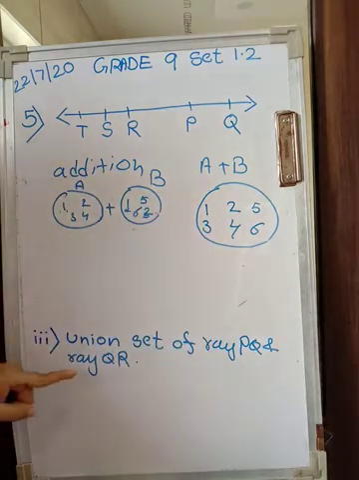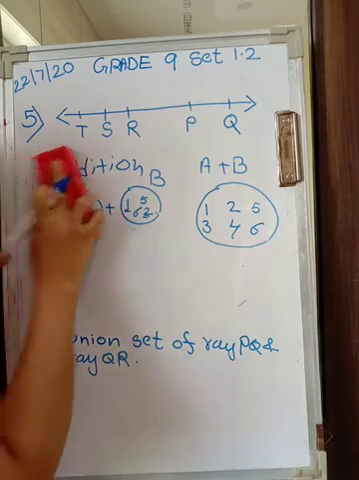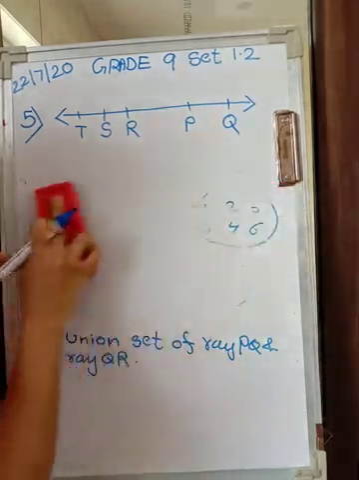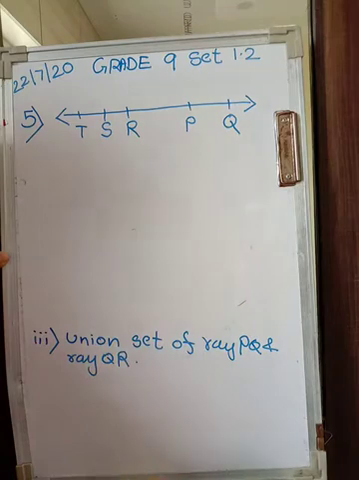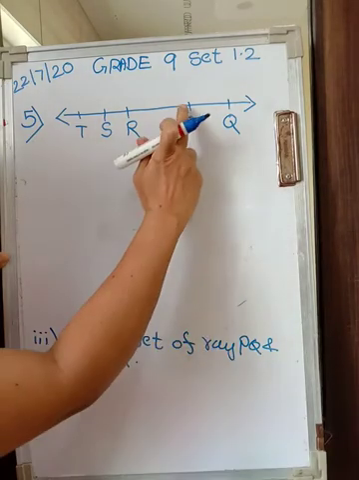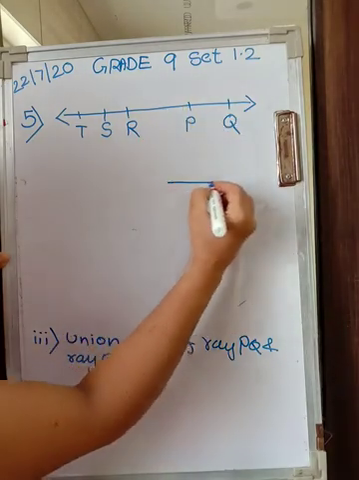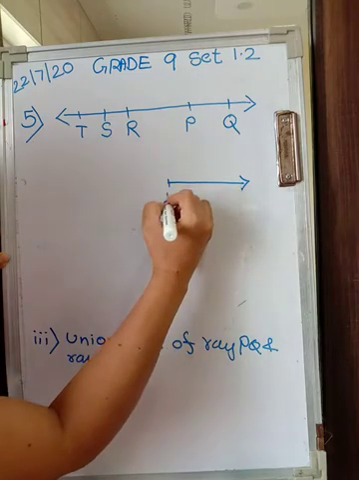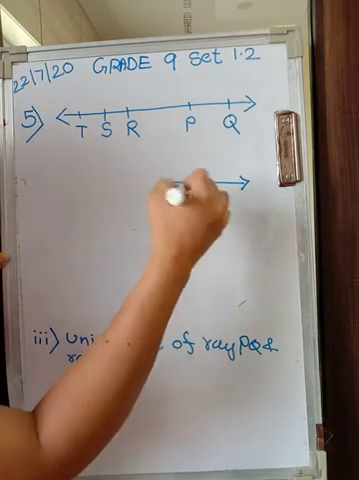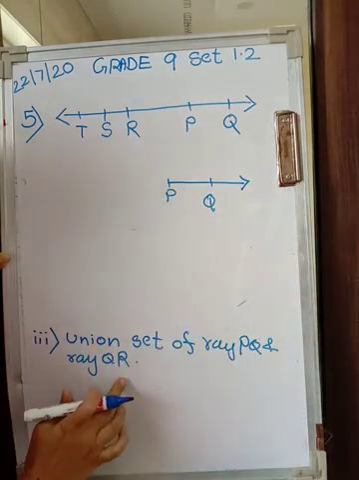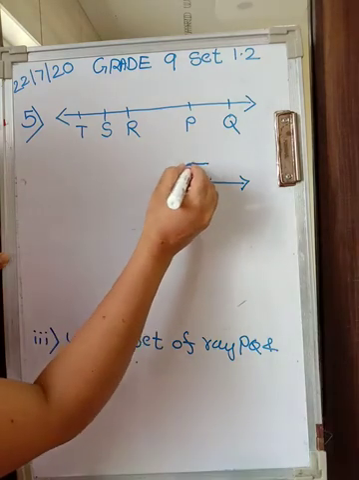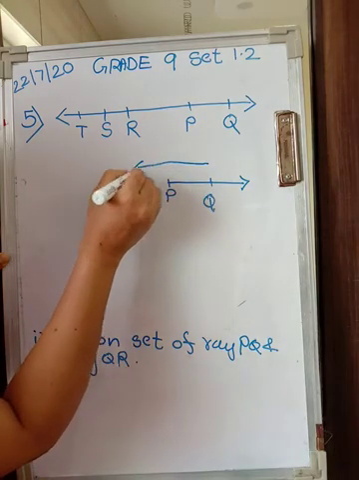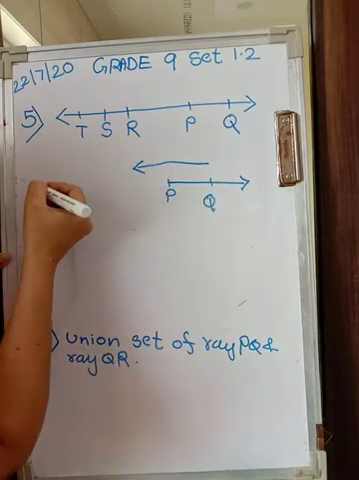Now let us see this in terms of ray PQ and QR. Now listen carefully. Once you have understood what you mean by union, let us go. Ray PQ, P and Q. I am drawing ray PQ like this. So this is P and this is Q. We are going to add this ray to ray QR. QR is from here to here. Can you see? This is the ray. Ray means it is going in this direction.